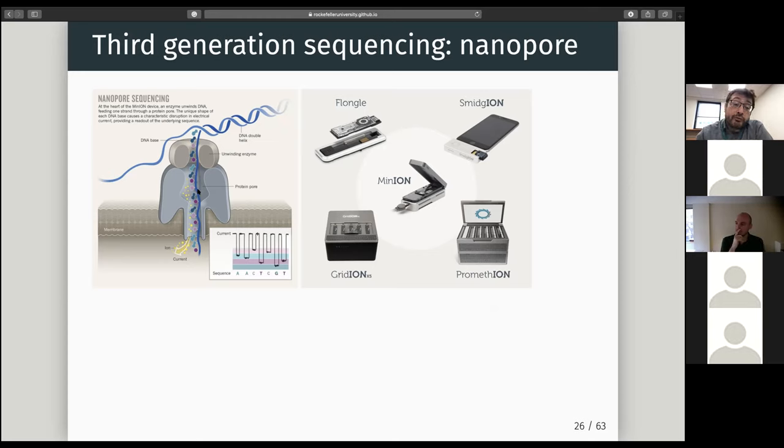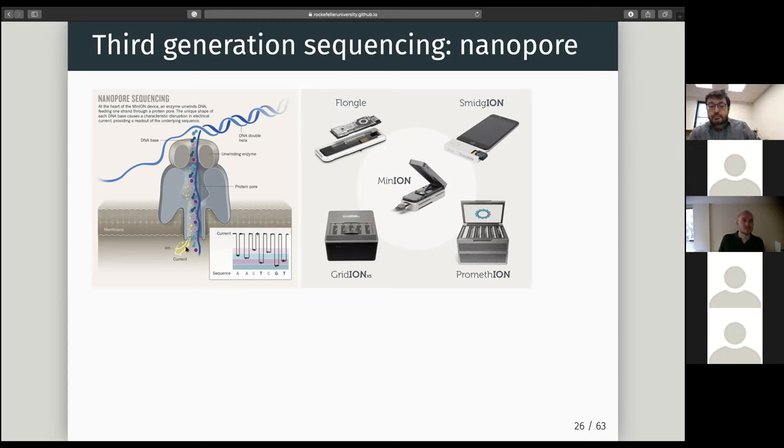When you have a molecule going through the pore, you will disrupt the ion current, in proportion to the size of the nucleotide or the type of molecule. And each molecule has a different signature. So you can identify what is an A, what is a C, what is a T, depending on how the current has been disrupted.